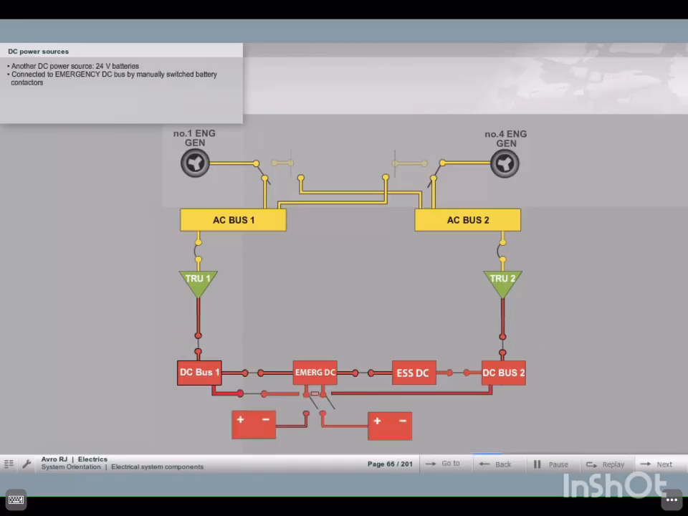Another DC power source are the 24-volt aircraft batteries. The batteries are connected to the emergency DC bus by manually switched battery contactors. Additionally, battery number 1 has a permanent connection to the hot battery bus bar. This bus bar continuously supplies vital services at relatively low currents.